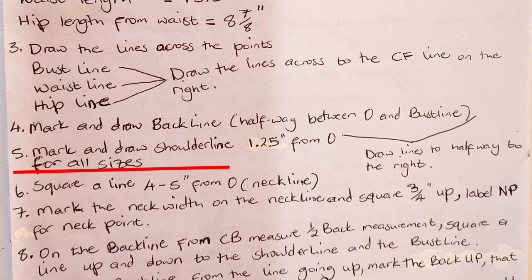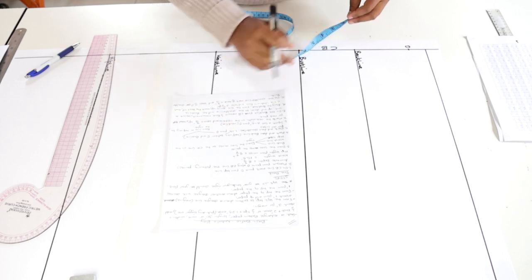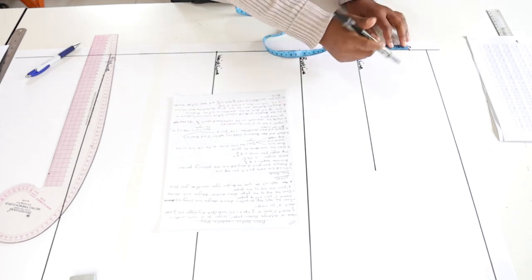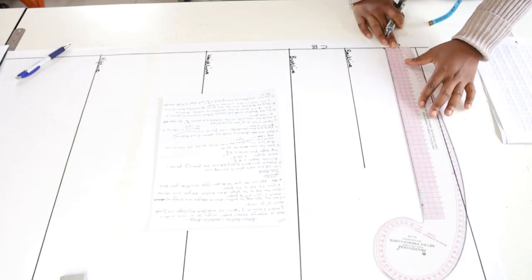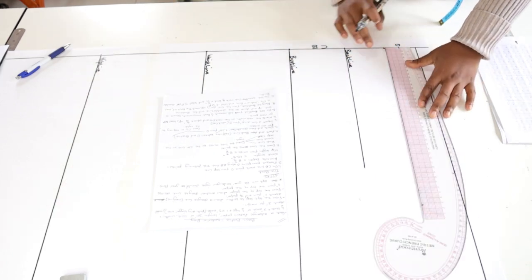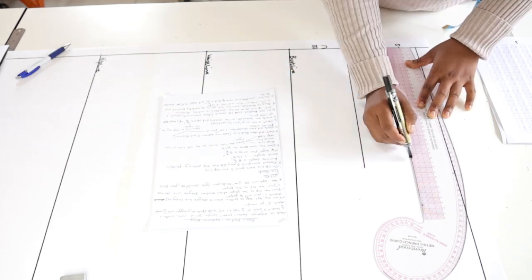And then next we are going to mark and then draw our shoulder line. Our shoulder line is 1.25 inches for all sizes. We are starting from 0. We measure down 1.25 inches like so. And then again we are going to draw a straight line across up to halfway, just like the previous line, which was the back line.